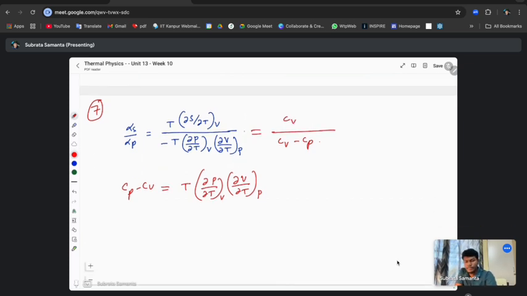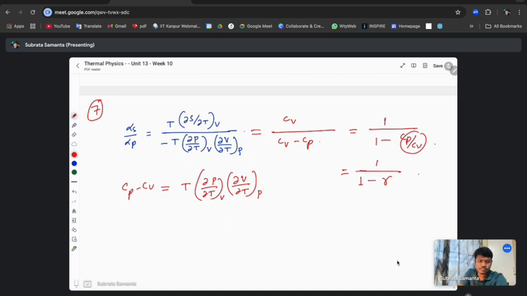Okay, so it's clear. Then this is basically 1 by 1 minus Cp by Cv, so 1 by 1 minus gamma. Now what is the value of gamma? Gamma is Cp by Cv, that is given in the problem.